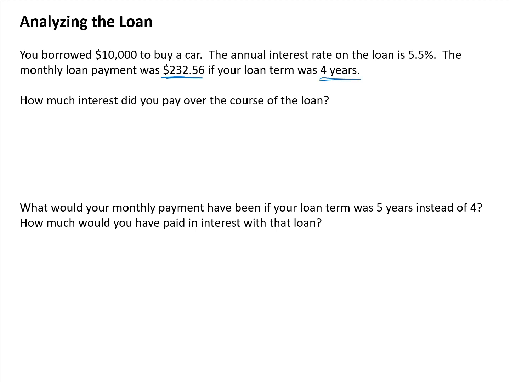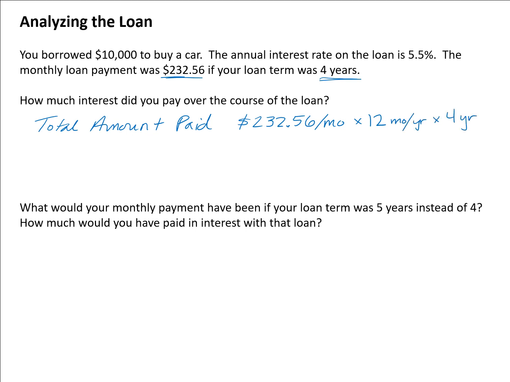the 4 years. To do that, what we want to start with is the total amount that we paid. Total amount paid. To work that out, we want to think about how much we are paying each month over the entire 4 years. That would be $232.56 every month, and we're paying that every month. That's 12 months out of the year, and we're doing that for 4 years. So if we multiply $232.56 times 12 times 4, that would give us a total amount that we paid of $11,162.88.